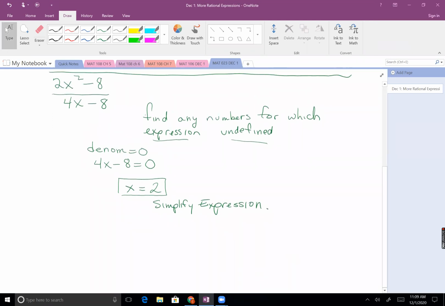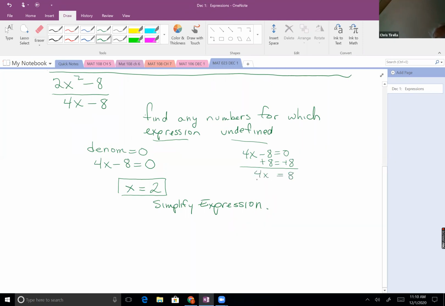Could you show me that, please? So you've got 4x minus 8 equals 0. To solve that, first we'll add 8 to both sides, which gives me 4x equals 8. And then to finish getting x all alone, we have to divide by the 4, which brings us to x equals 2. Better? Yep, perfect.